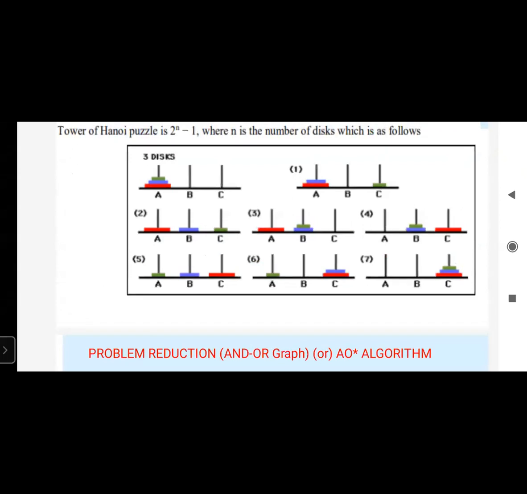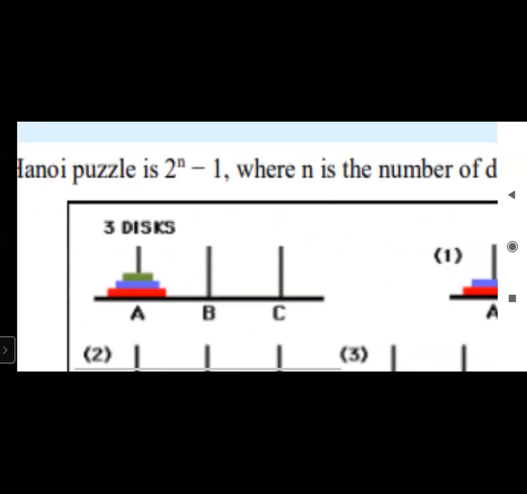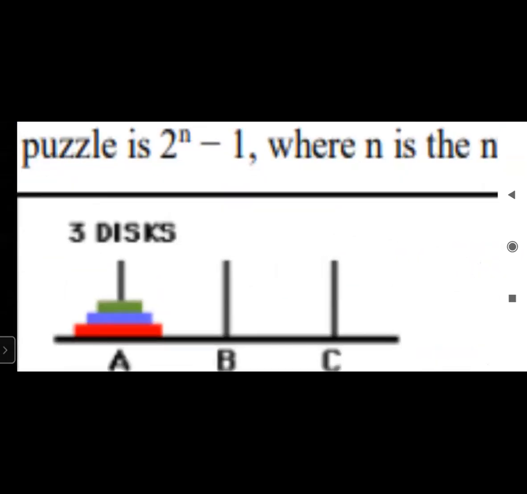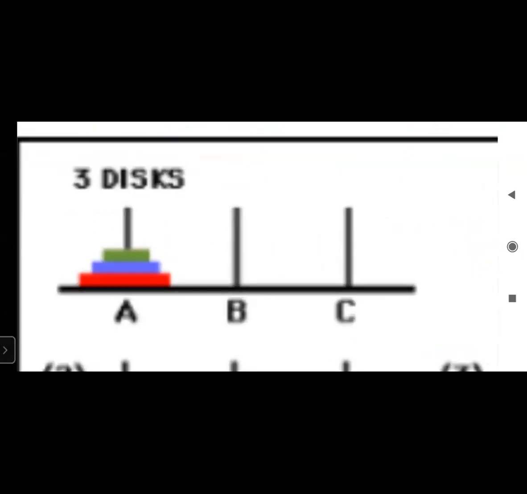Here I have three discs and three rods. A, B, C are the rods, and the green, violet, and red ones are the discs. These three are the rods, and these three are the discs. Three discs and three rods are given to us.